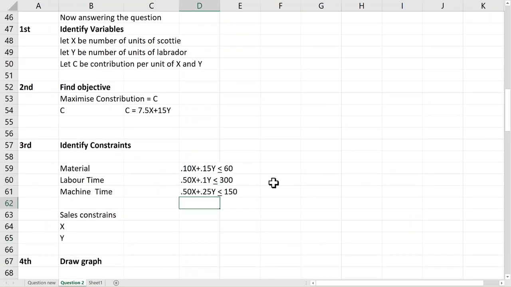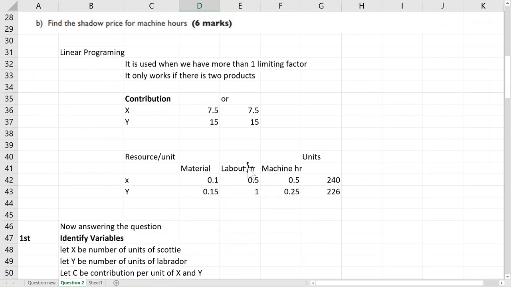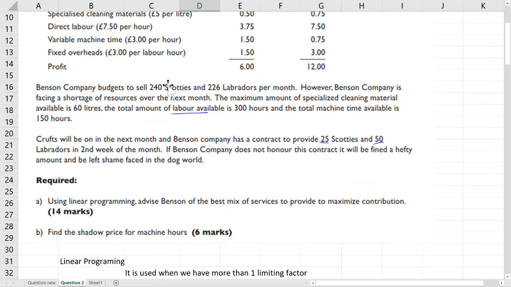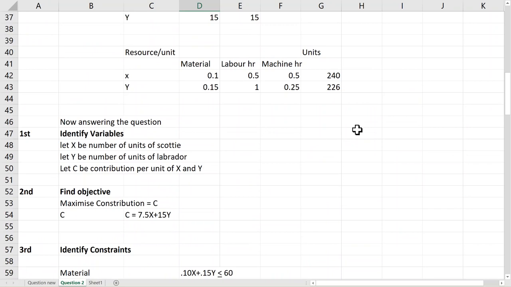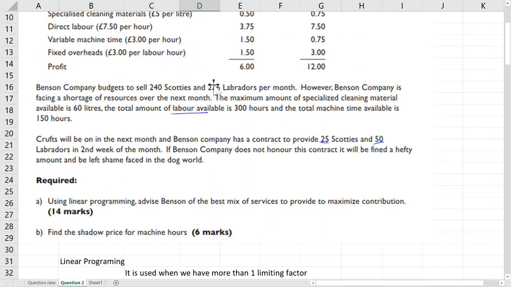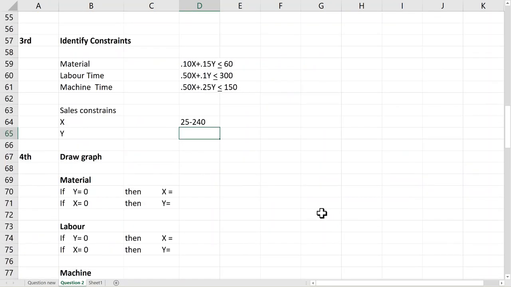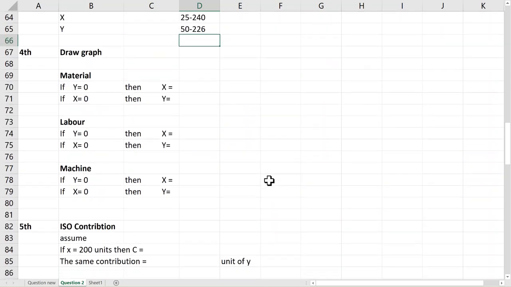And then the sales constraints. Remember, there was a minimum limit as well as a maximum limit. So Scotty minimum limit is 25, maximum 240, so X can be from 25 to 240, anywhere in between. And then Y is 50 to 226. Now we draw a graph. We do the same thing we did previously.